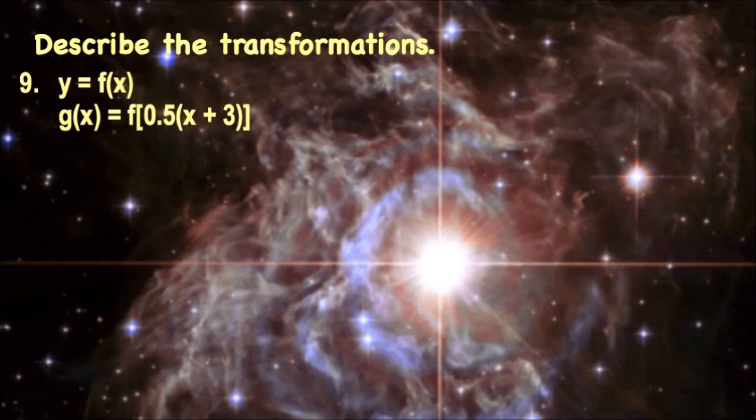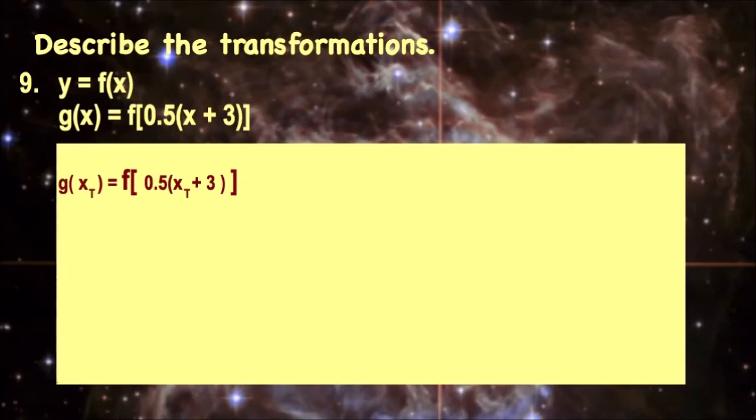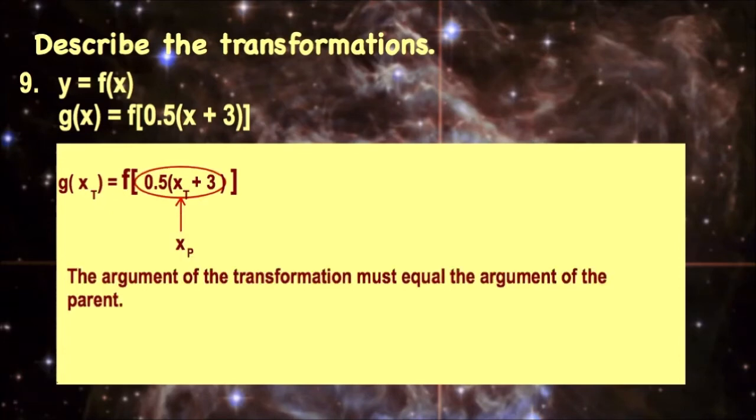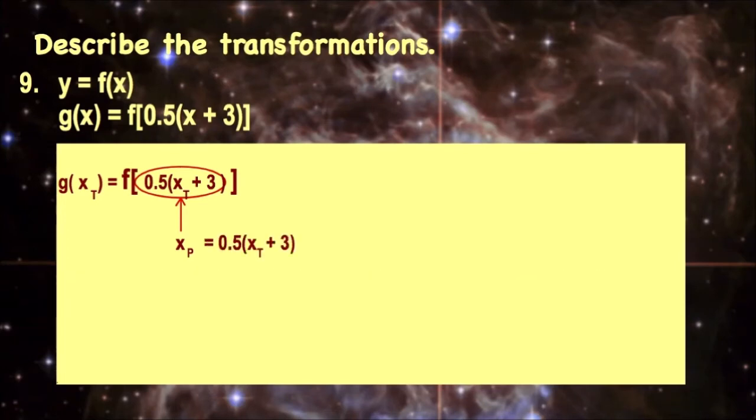Question 9. y equals f of x. g of x equals f of 0.5 times the quantity x plus 3. g of x transformation equals f of 0.5 times the quantity x transformation plus 3. The argument of the transformation must equal the argument of the parent. x parent is equal to 0.5 times the quantity x transformation plus 3. Multiply both sides of the equation by 2, equivalent to x transformation plus 3 equals 2 x parent. Equivalent to x transformation equals 2 x parent minus 3.